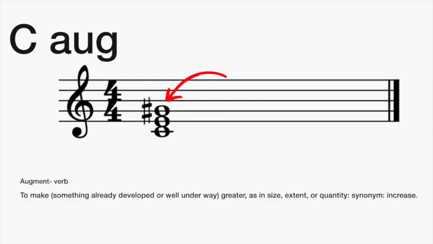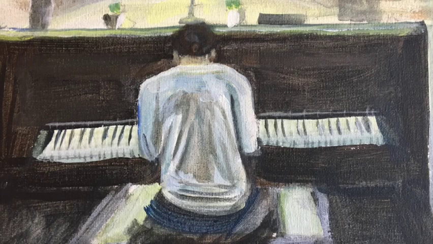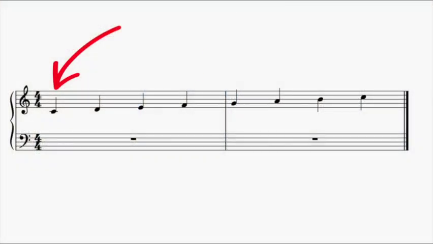The fifth here, our G sharp, is what we call a non-diatonic note. This note does not come from the C major scale. The most common places where we'll find an augmented chord are on the first, fourth, and fifth degree of our scale.